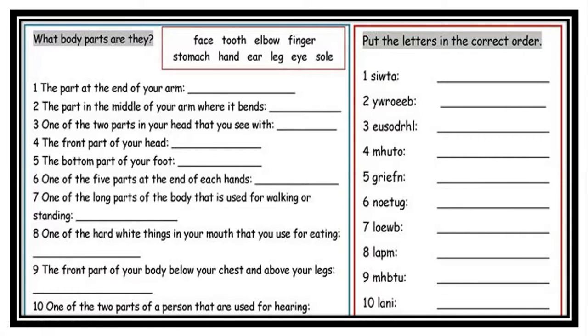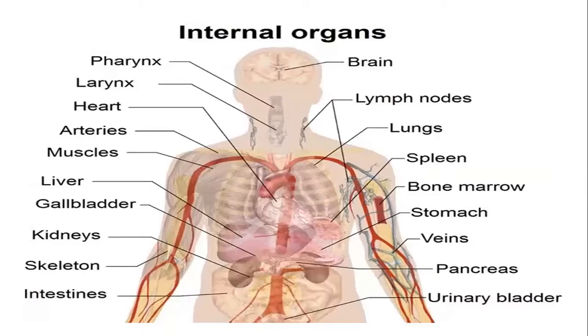So that's the homework. In here, I have some internal organs, right? You have the brain, the lymph nodes, the lungs, the spleen, the bone marrow, the stomach, the veins, the pancreas, the urinary bladder, the intestines, the skeleton, the kidneys, the gallbladder, the liver, the muscles, the arteries, the heart, the larynx, the pharynx. Okay, those are internal organs of your body. They are inside of you, okay?